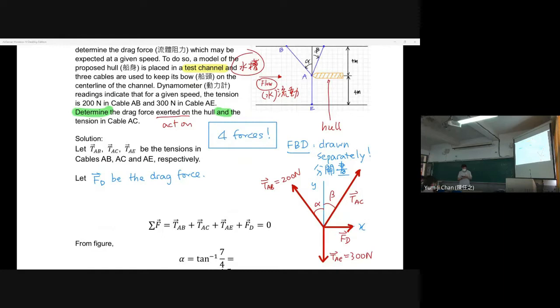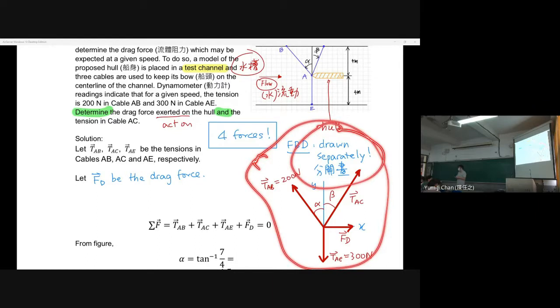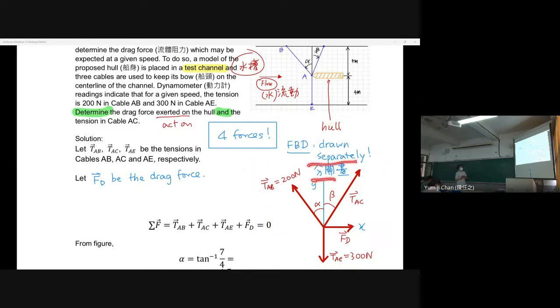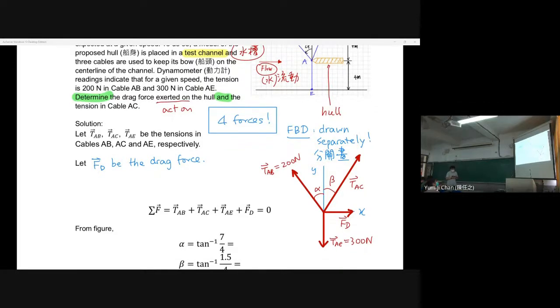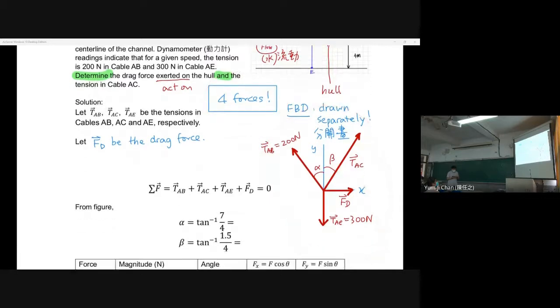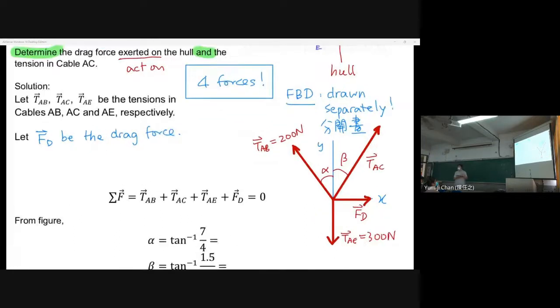Remember, we need to draw the free-body diagram and draw the diagram separately. Okay, separately. And so we have four forces, and we draw these four forces. If we know the magnitude of the force, then we write the magnitude of the force. If we don't know that, it is fine. And if we know the angle, then we write down the angle.